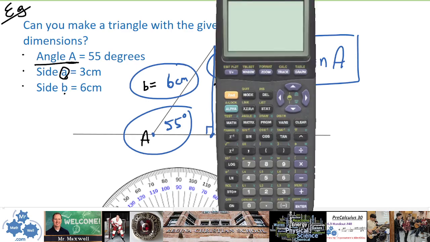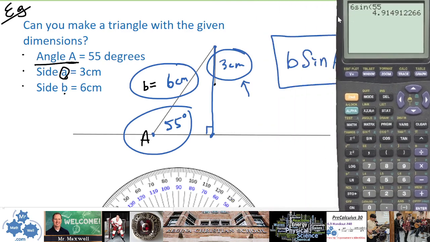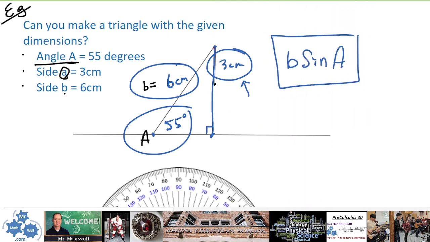So let's get the calculator going here. If I do 6 times sine of 55, what do I get? I get 4.91. What that means is that 4.91 would be the length required to have at least a right triangle here. That's the minimum length of side required, 4.91. If I notice that I'm given only 3 centimeters, that literally means that I do not have a long enough opposite side to drop down to touch this line to make a triangle.